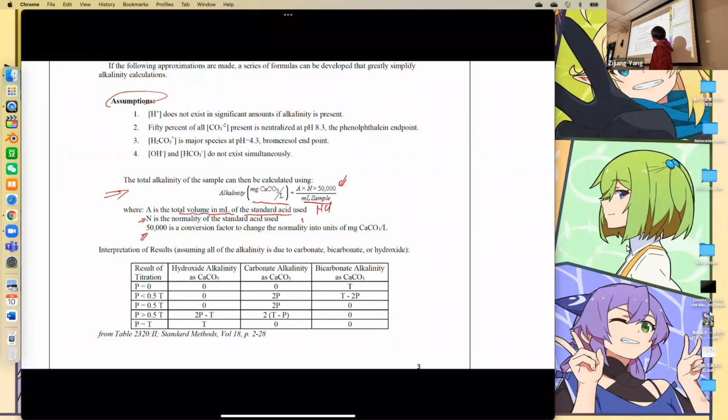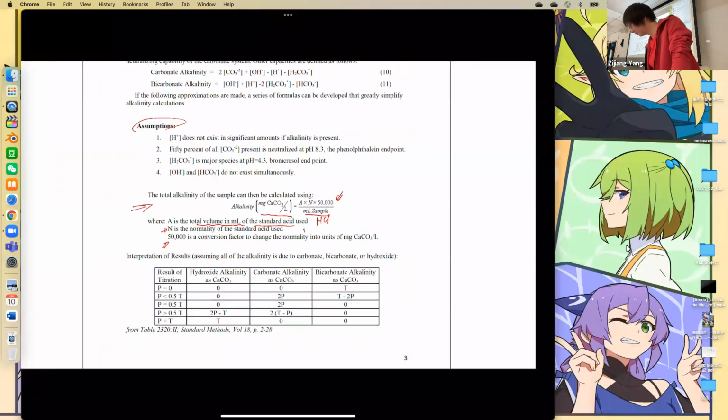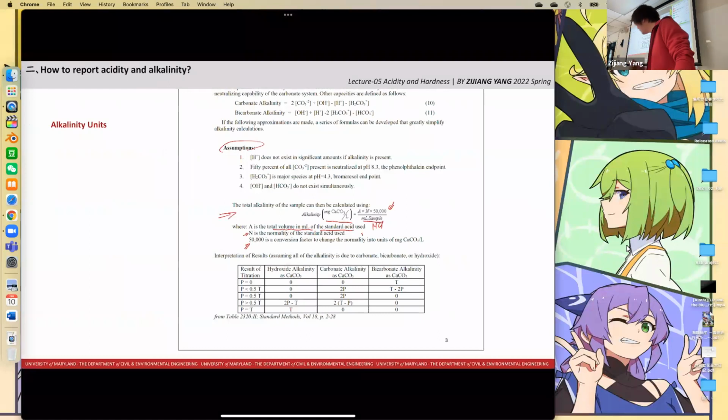And in the lab reports or in the homework assignments, we may use this table to integrate the alkalinity value. So you guys may take a look at the whole part before you start doing the assignment. So any questions about this one? No.